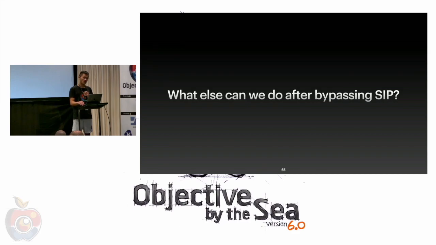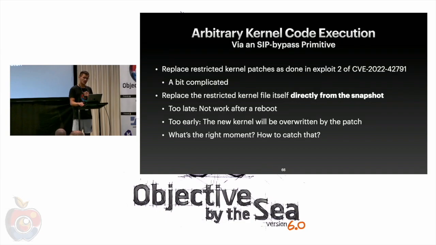Well, what else can we do after bypassing SIP? As mentioned earlier, we can execute arbitrary kernel code by replacing the kernel patch files as done in Explorer 2 before. But this is a bit complicated. Can I replace the restricted kernel file itself directly from the snapshot?